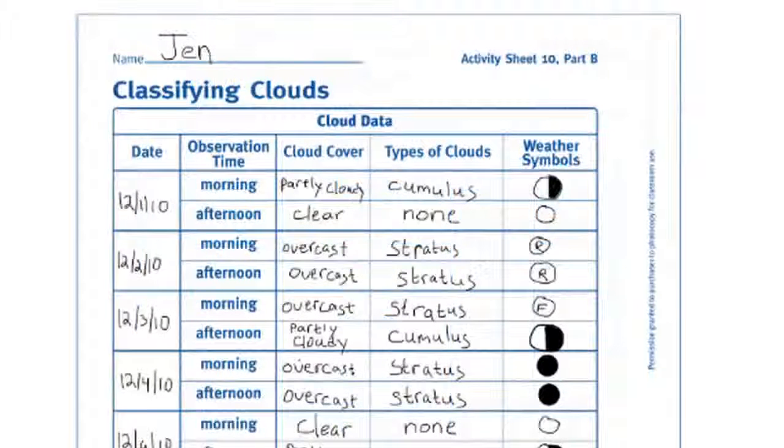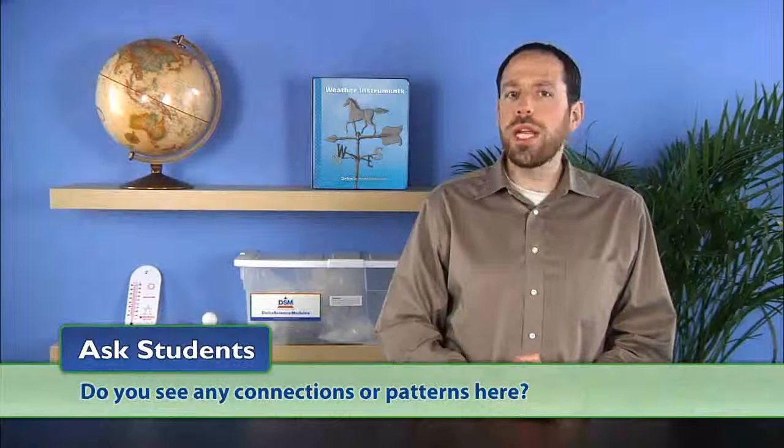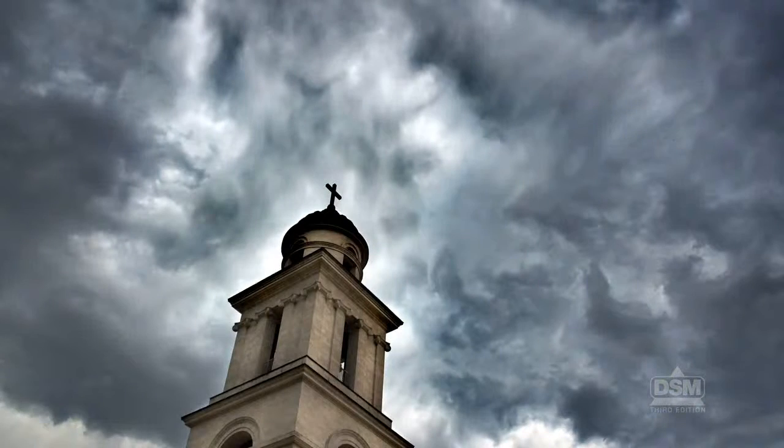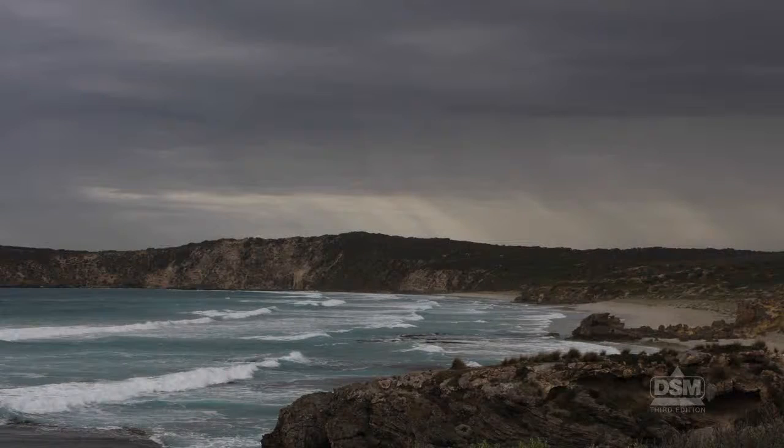Have students compare the data for air pressure, cloud cover, cloud type, and precipitation. Then ask students, do you see any connections or patterns here? Accept all reasonable answers. Students should note that when the air pressure drops, the weather becomes cloudy and perhaps stormy. Tell them that meteorologists often refer to storms as depressions, meaning areas of lowered air pressure. The students should note that when the air pressure rises, the weather is fair. They may note that at higher pressures, cumulus clouds are observed more often than stratus clouds are.